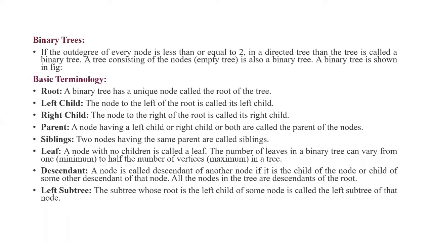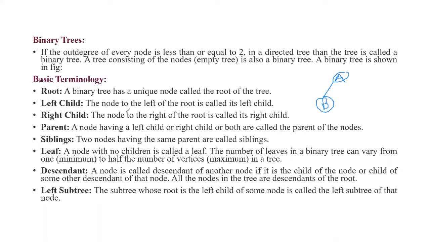So there are basic terminologies in binary trees. First is root. What is a root? A binary tree has a unique node called the root of the tree. What are the left child and right child of this node? What is the left child? The node to the left of the root is called the left child. This is A. A is your root node. This is B. This is the left child of your root node.